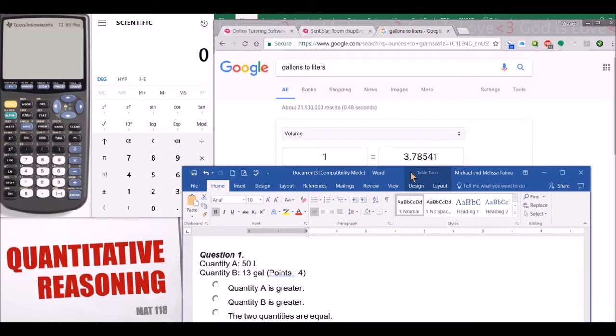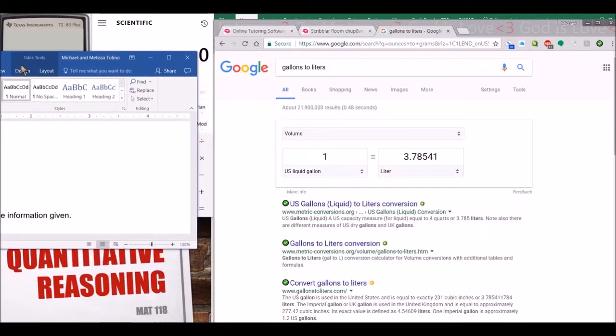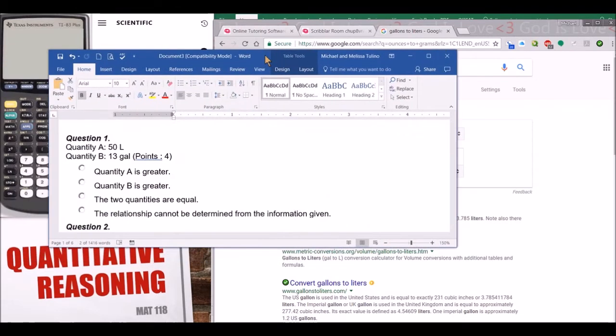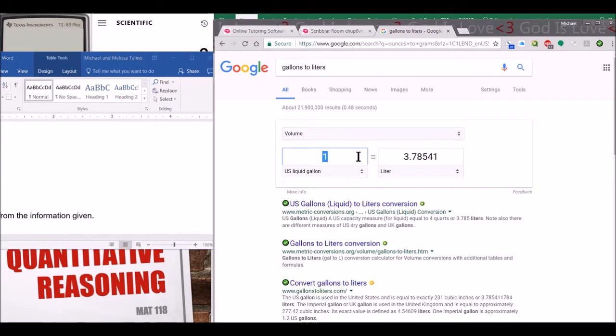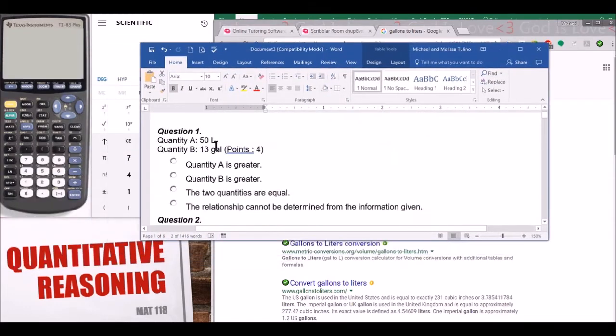So we have 1 gallon is approximately 3.79 liters. Okay. Now we're looking at 50 liters and 13 gallons. So we'll do 13 gallons, and that's about 49.2 liters. So 50 liters, 13 gallons, 50 is greater.